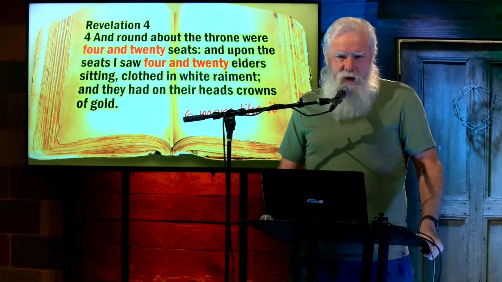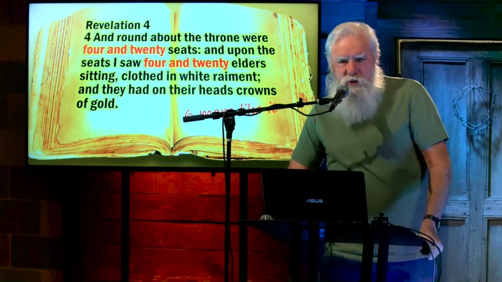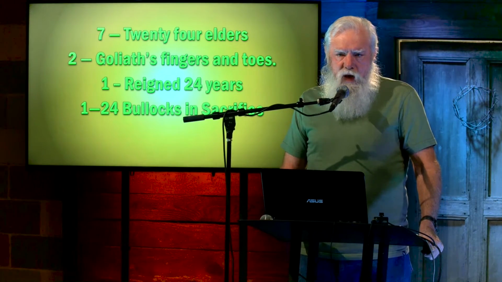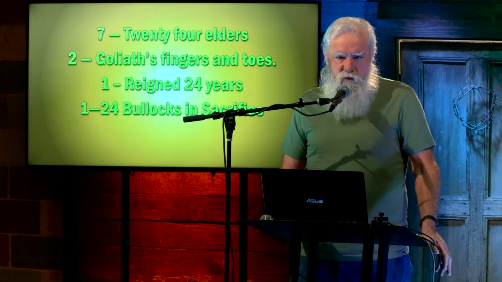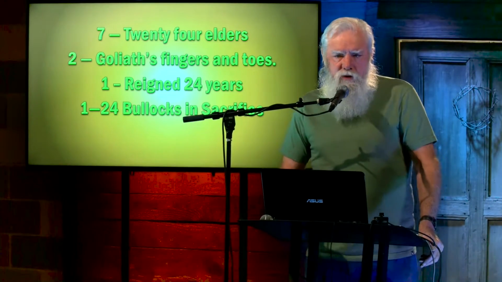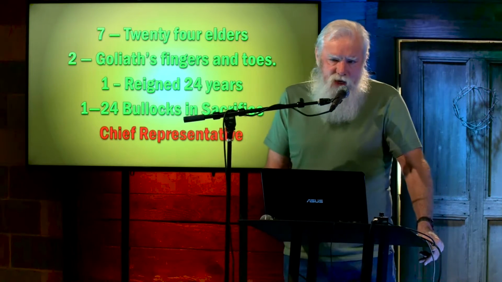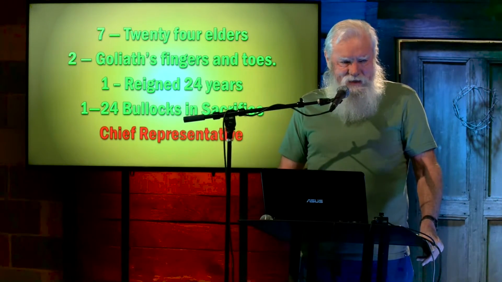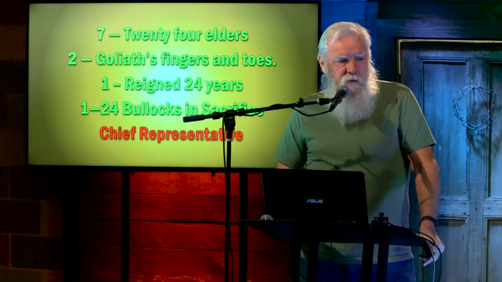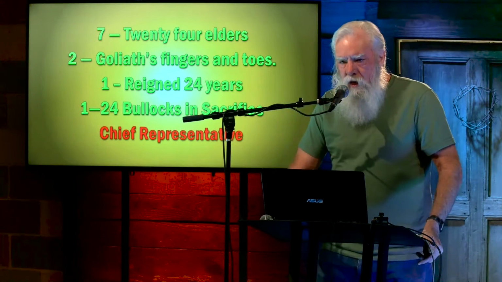So that makes 7 of them in all, 4 and 20 elders sitting on 4 and 20 seats. So you see the symbolism in it there. So we've got 24 elders, and you've got 2 times Goliath's fingers and toes, or 24 in all. He had 6 on each hand and foot. And then one time someone reigned 24 years, and one time there are 24 bullocks offered in sacrifice. So in all cases, it's the representative. The 24 elders represent the church, the entire church, and Israel. And Goliath represented the Philistines. And if he would defeat the man that Israel sent out, then all Israel would surrender to him.